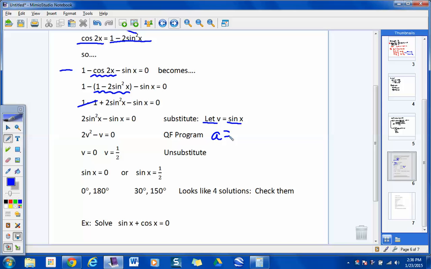What's your a value in that? 2. How about your b value? Careful. Negative 1. -1, right? Isn't this minus 1v? How about the c value? I don't see a c value. Got to be 0. Okay, so when we plug stuff in, you have v can equal 0 or v is 1/2.